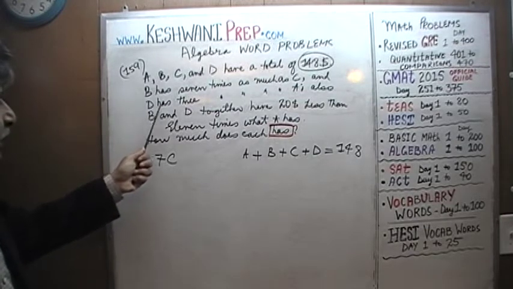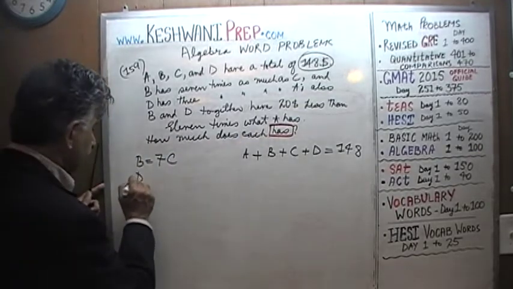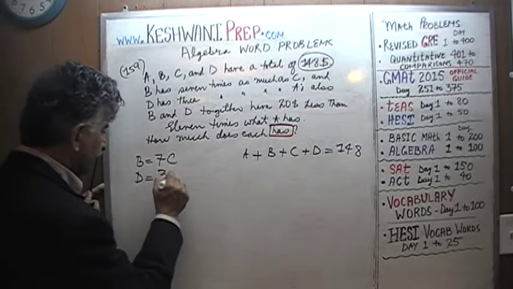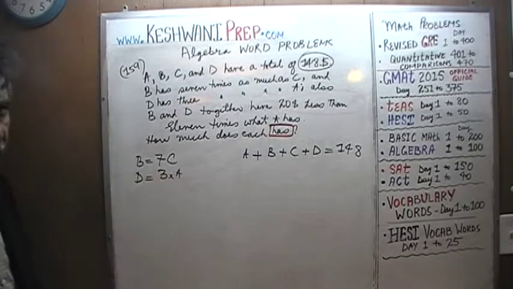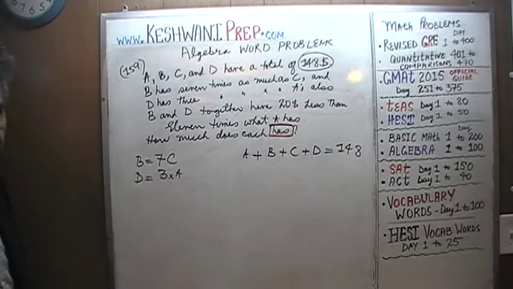They go on to tell us D has 3 times as much money as A does. Whatever the amount of money that A has, if you were to multiply it by 3, that's how much money D has. That's our third equation.